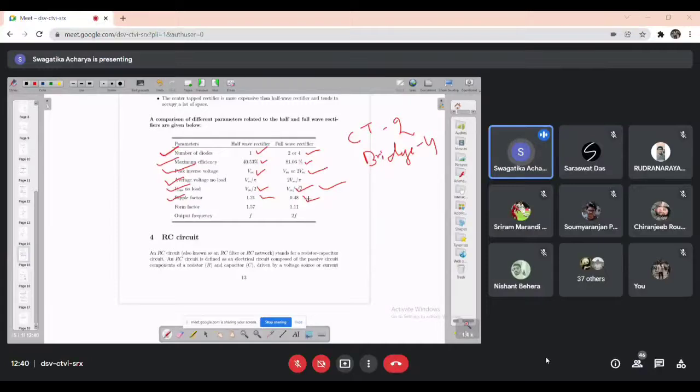The lower the ripple factor, it means better, less wastage of current, less extra energy, and efficiency increases. Now you can say form factor is 1.57 here and 1.11 there. So output frequency is F in half wave rectifier and 2F in full wave rectifier.